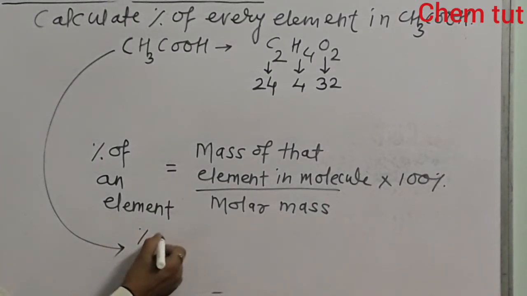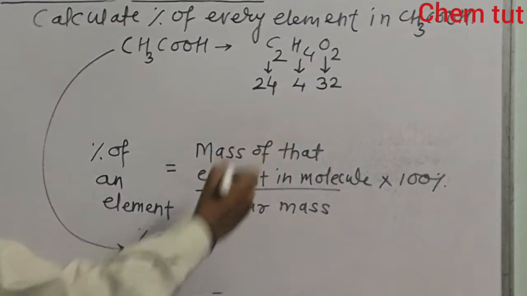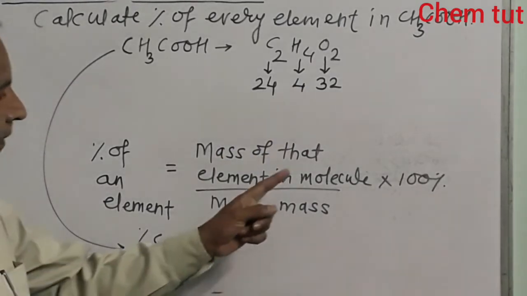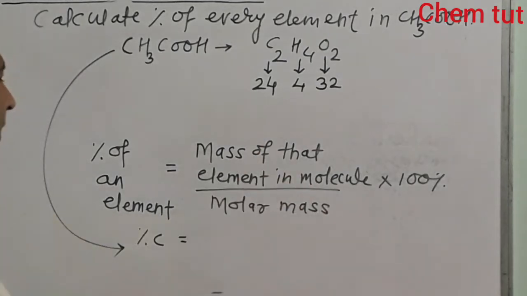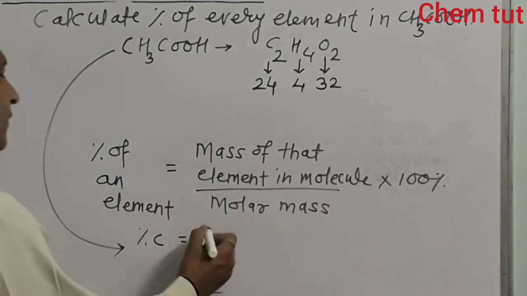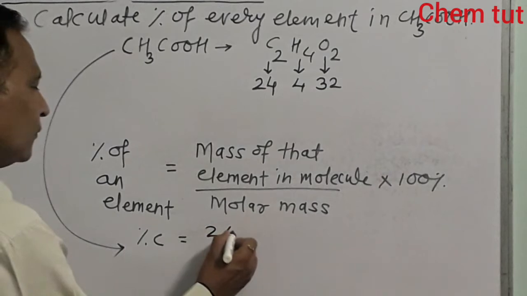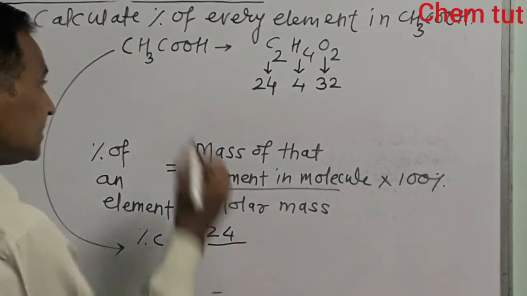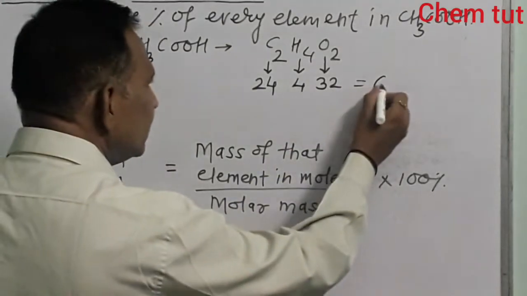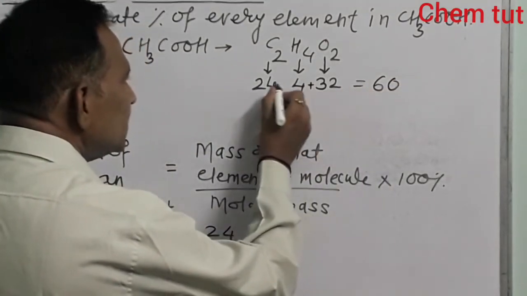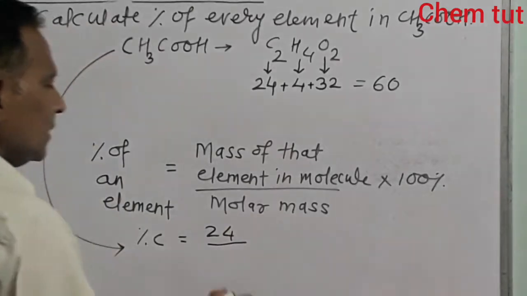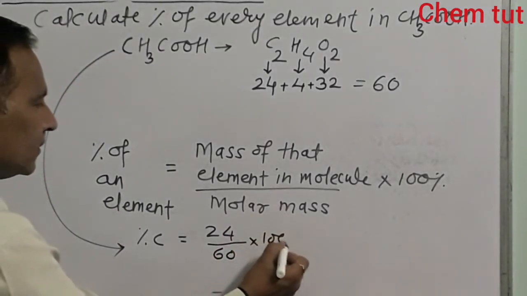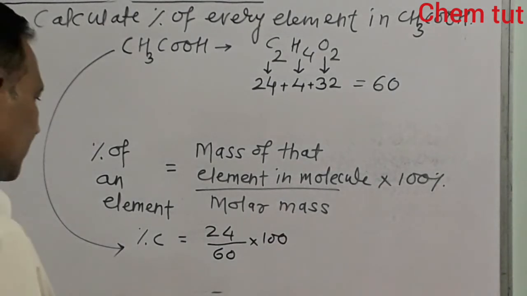Now, if you try to apply this formula to this compound, acetic acid, what can we write? Percentage of carbon is equal to mass of carbon in the molecule divided by molar mass of the molecule multiplied by 100. So what is the mass of carbon? The mass of carbon is 24, divided by molar mass. Molar mass is 60, this plus this plus this. So divided by 60 and this is multiplied by 100%.